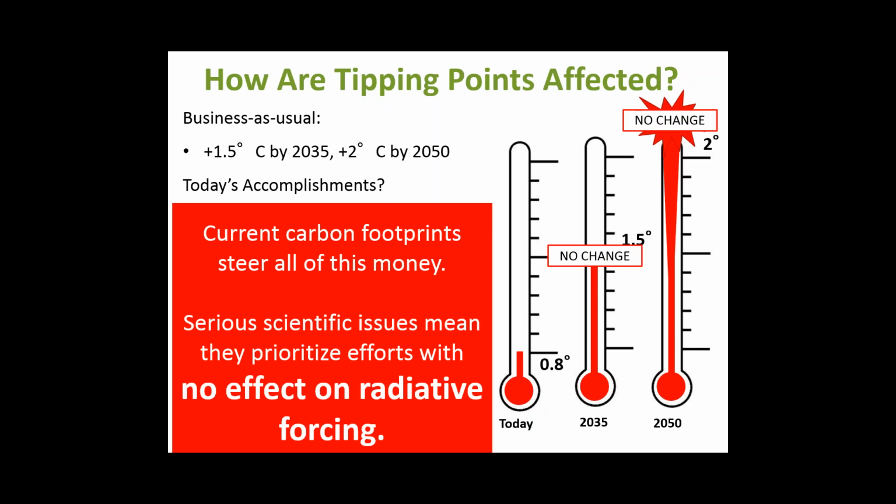Now, how can this be? If you look at the actual way this mechanism is steered and the way the $350 billion is spent, it's entirely allocated based on, you can think of it as, the carbon footprints that are out there. If you've ever heard people talk about total greenhouse gas emissions, or carbon dioxide equivalents. There's a specific metric under a carbon footprint that's used to prioritize and steer all of the funding in specific directions. And the problem is that there are serious scientific issues with these current carbon footprints, which mean that they prioritize efforts with no effect on radiative forcing. And I'll talk about some of these serious problems.